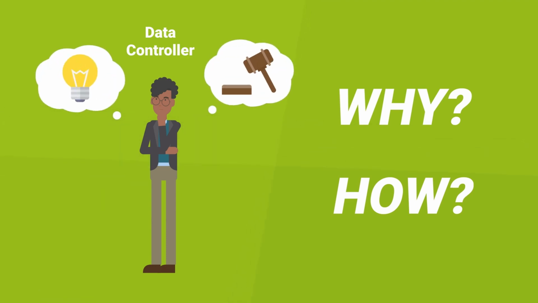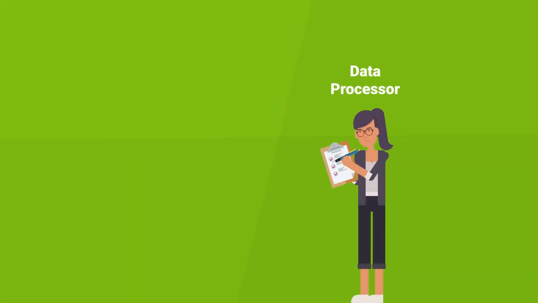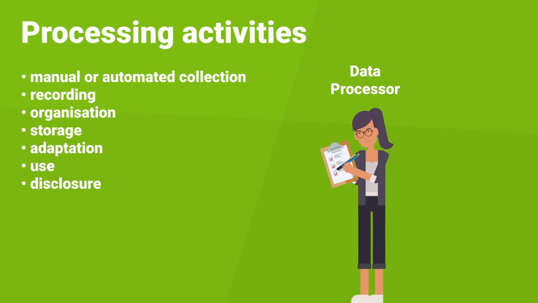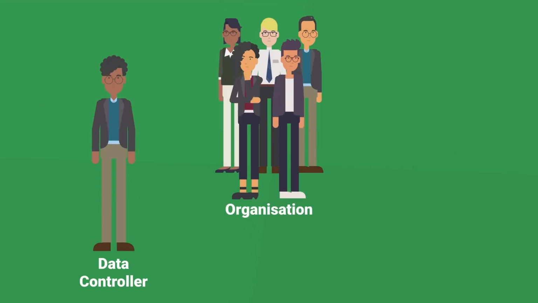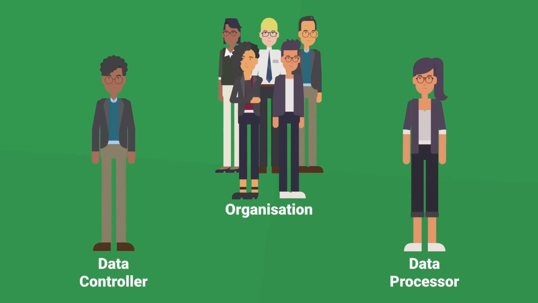laws and regulations. On the other hand, the data processor performs manual or automated collection, recording, organization, storage, adaptation, use, disclosure, or other processing activities on behalf of and upon documented instructions of the data controller. Depending on the nature, purpose, and manner of processing, an organization can either be a controller or a processor.